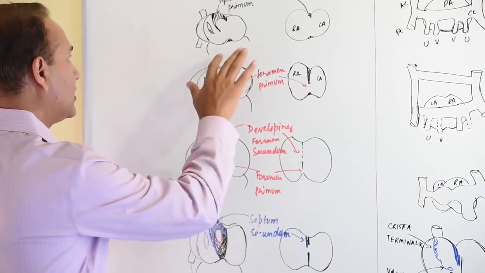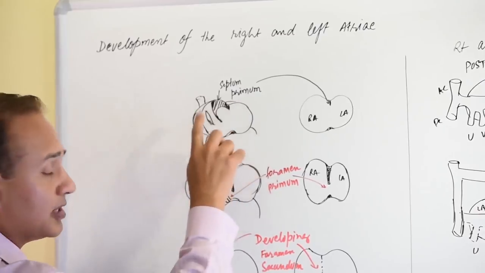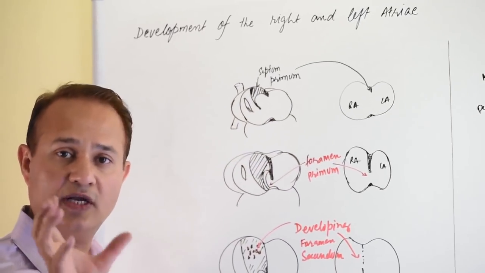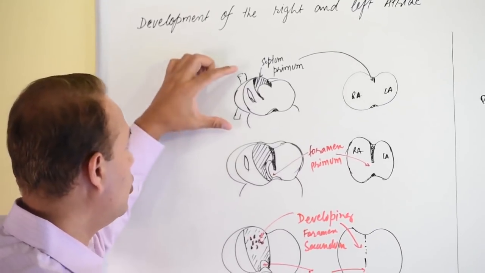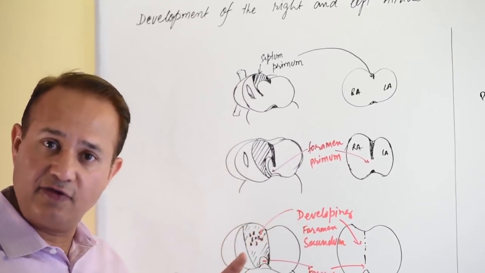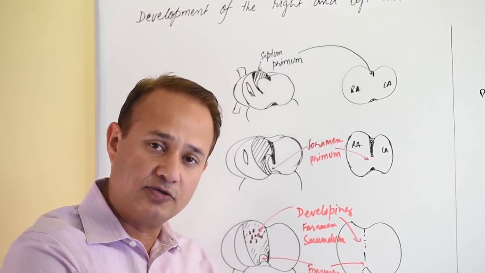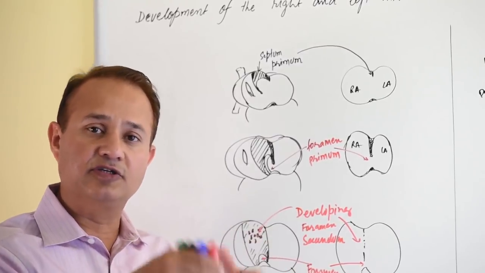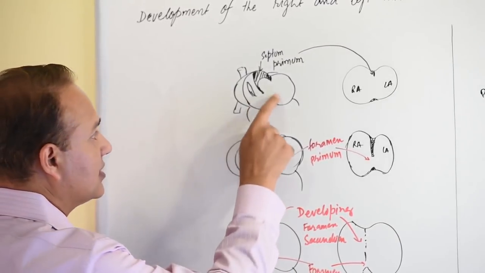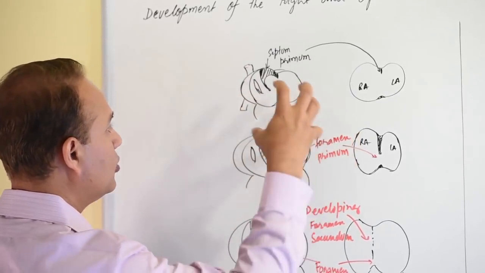So let's start. What happens is, in the beginning, the primitive atrium is one chamber. In that one chamber opens the sinus venosus, which is the inflow. So the blood comes from the embryo into the sinus venosus, from there to the right atrium, or actually atrii, from there to the ventricle and onwards. So these are the common atrii. This is the opening of the sinus venosus. We are looking from the front.